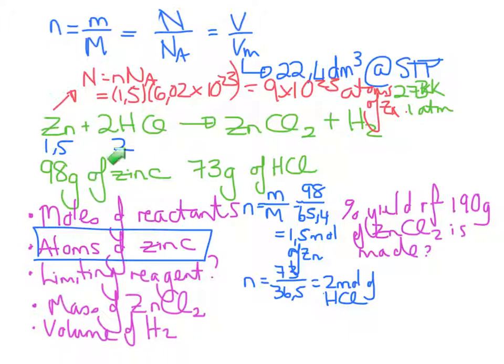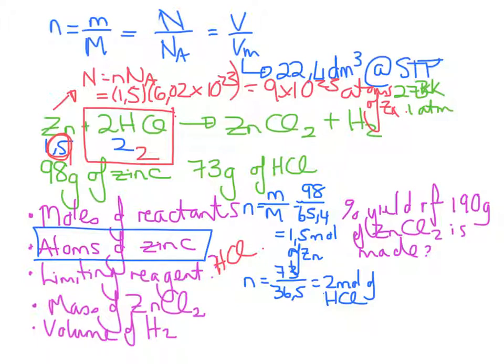So obviously I need to say I need 1 here, I need 2 there, which means that this is where I come unstuck. I can't make another, I'm going to have 0,5 of the zinc left over. So what's my limiting reagent? The HCl is my limiting reagent.